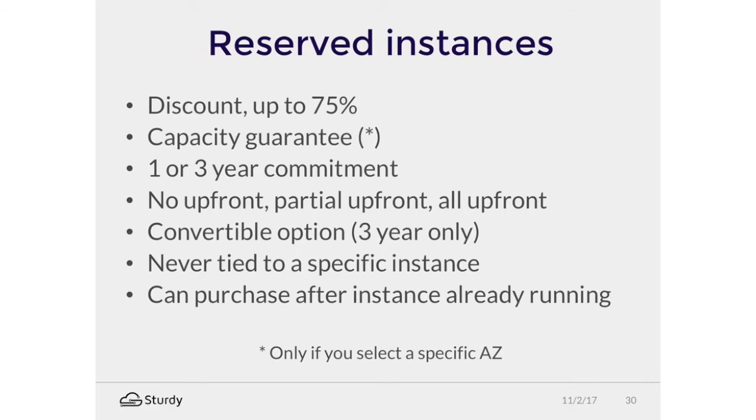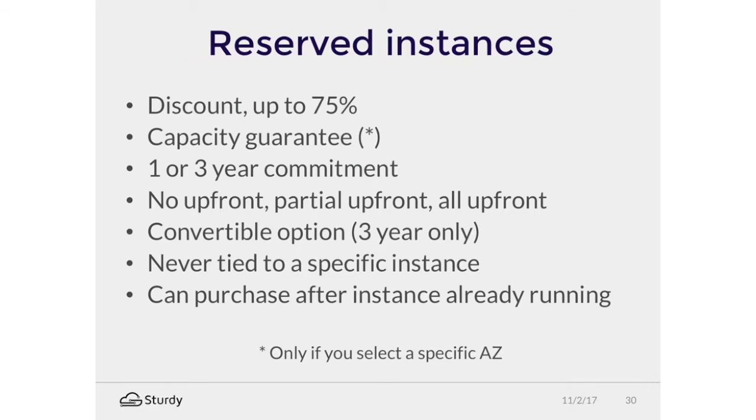Now, what do you have to do to get these benefits? Well, you have to make a 1 or a 3-year commitment to use a certain resource. The commitment can come in a couple different ways. In the most basic way, what we call no upfront, it's just that. You're just committing to using the resource, but you're not paying anything upfront. You're still paying as you go, but if you don't run the resource, you're going to be billed for it anyway. That's the no upfront version.